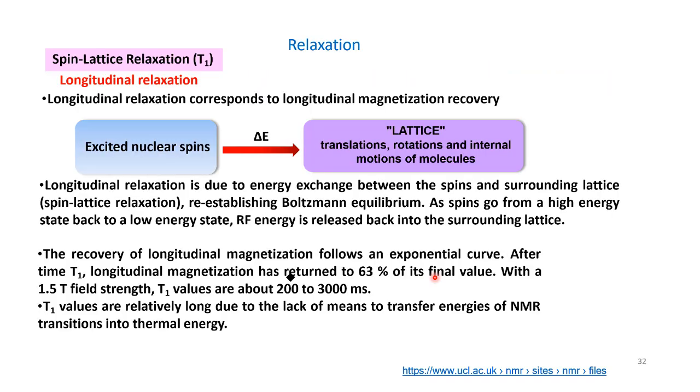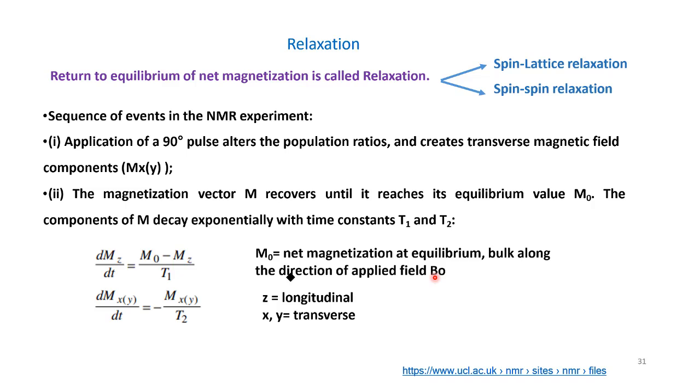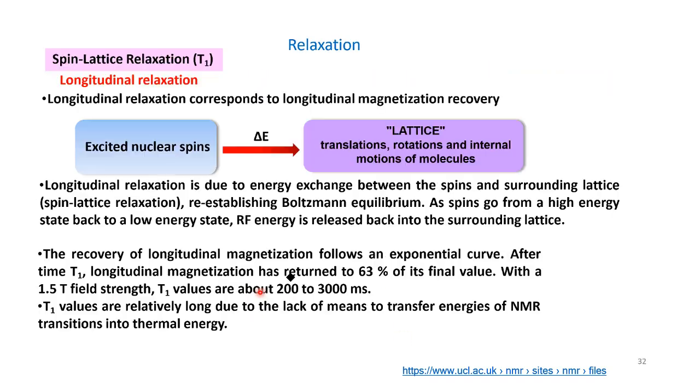So spin lattice relaxation, that means T1, it is the longitudinal relaxation basically. Longitudinal means in the Z direction. So the longitudinal relaxation corresponds to the longitudinal magnetization recovery. If the longitudinal reduction is due to the energy exchange between the spin and the surrounding lattice, that is the spin lattice relaxation, and it is reestablishing Boltzmann equilibrium.